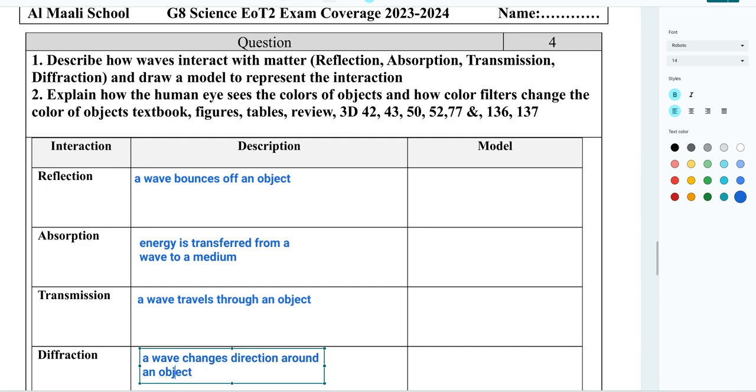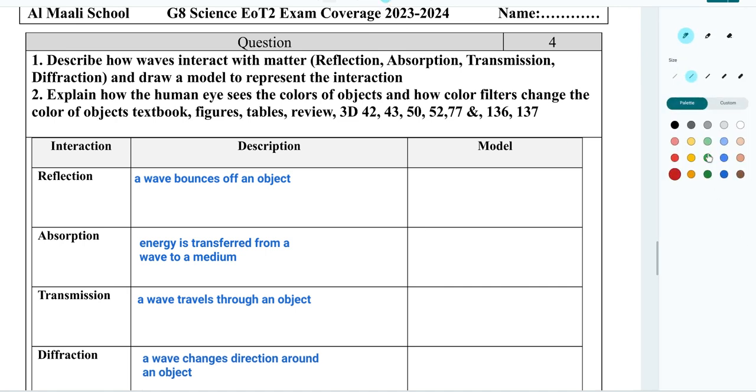Okay, so let's draw some models here. Reflection is very easy. So we draw our line down. We know reflection's in the cusp, it's bouncing off.